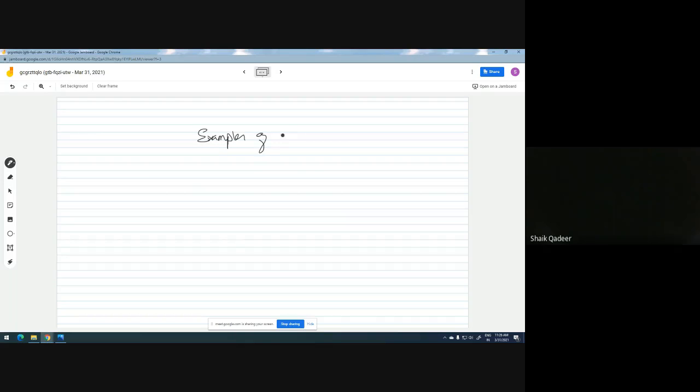Examples of input devices. This is important. Digital. Please check your existing knowledge and give me the examples of digital input devices. First one.